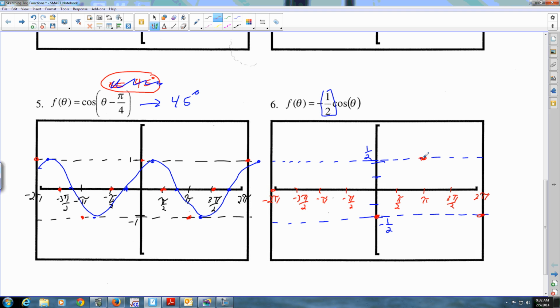Halfway between, you're all the way up. Halfway between those, you're on your center line. Normally starts up, ends up, but because of the negative, it's starting down, ending down. Halfway between, you're all the way up. Halfway between those, you're on your center line. So here's the cosine graph. Okay, there you go.